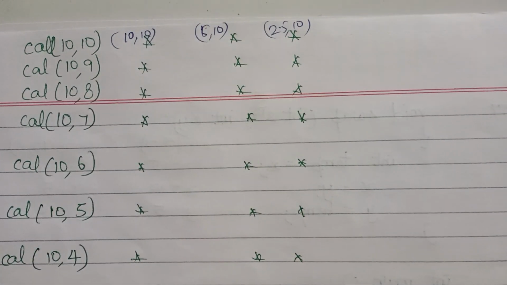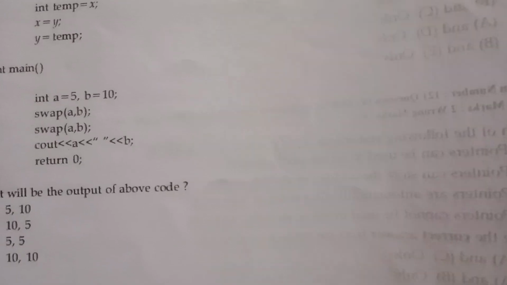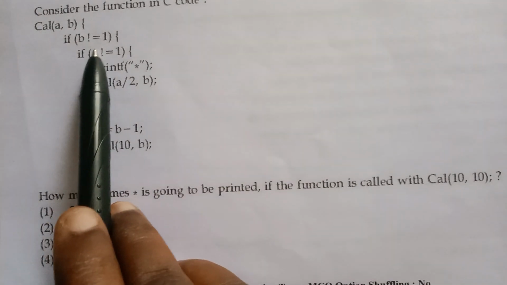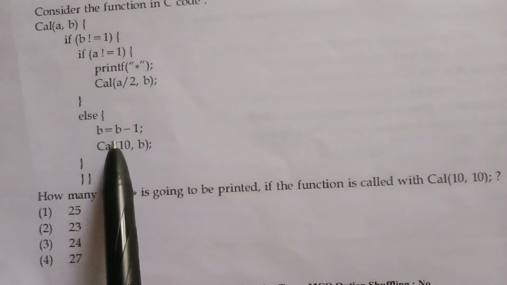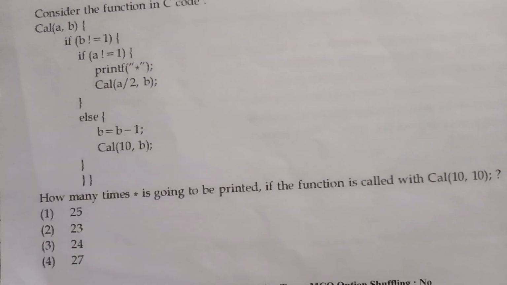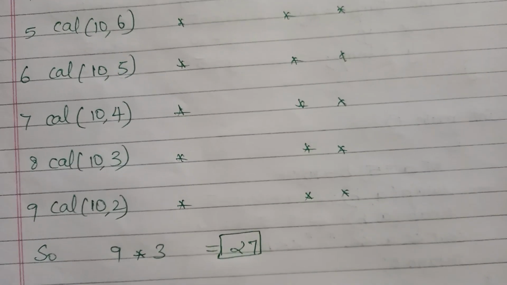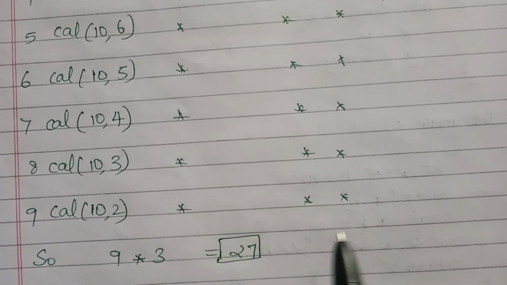So this goes on until what condition? Here the condition is given as until B is not equal to 1. So when B becomes 1, you will exit out of the loop. So until B is 1, this continues. So this will continue until B reaches this value. So for B values down to 2, the star will be printed.